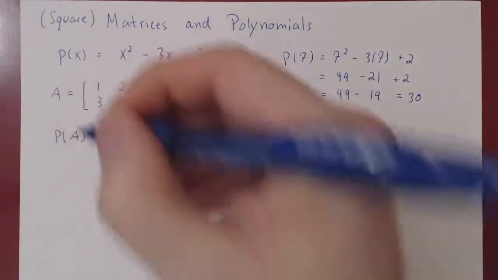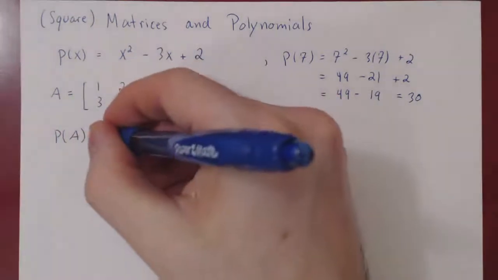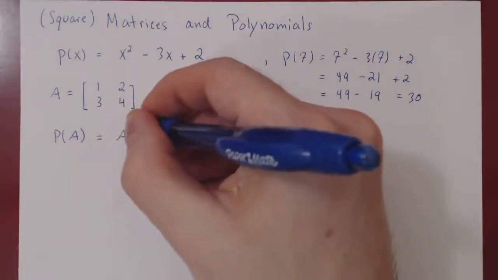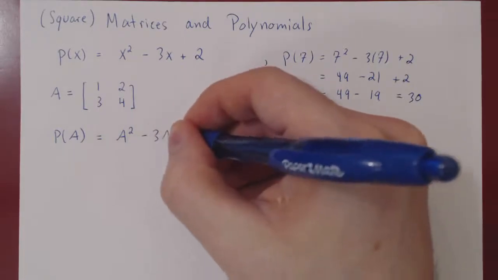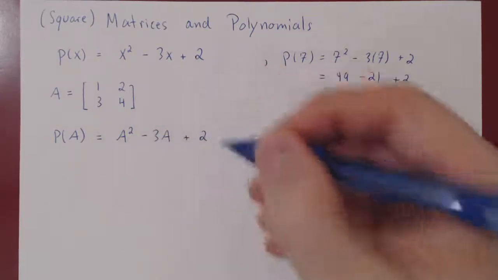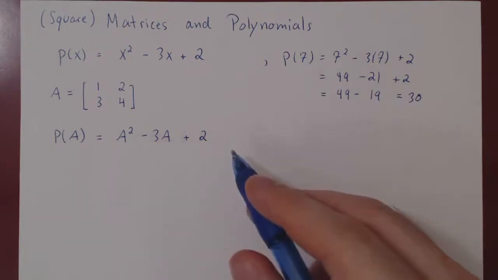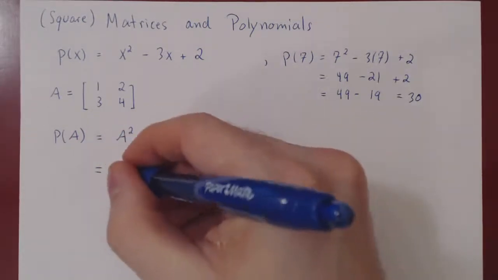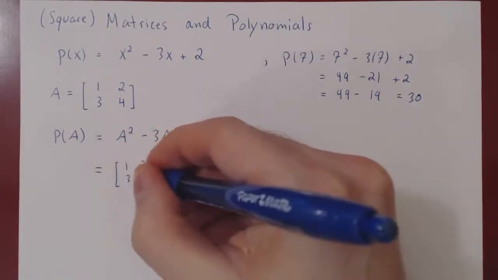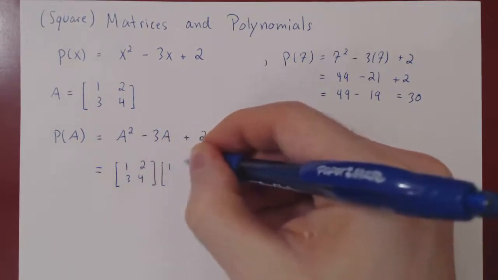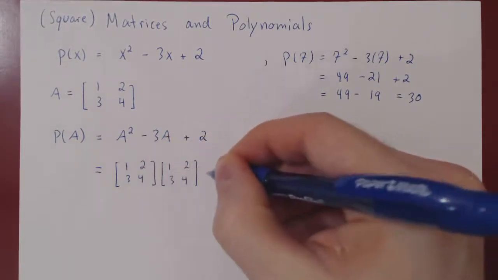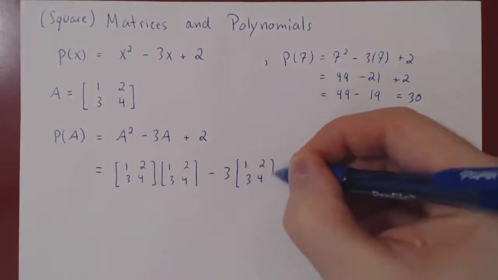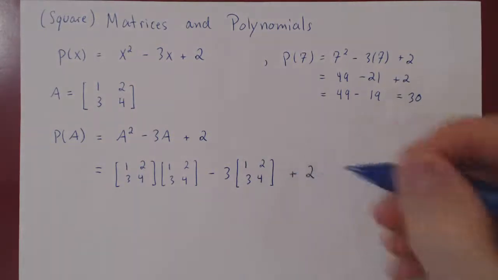Replacing x now by the square matrix A. Well, the only way to make sense of this would be to do A squared minus 3 times A plus 2. Let's see if we can make sense of this, or perhaps there's something subtle going on. A squared is A times A, 1, 2, 3, 4 times itself. Minus 3 times matrix A, so far no problem. Here's the problem, plus 2.